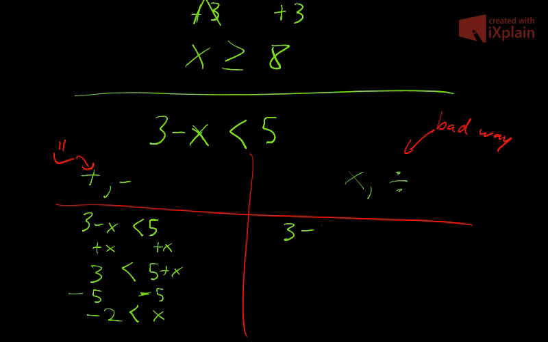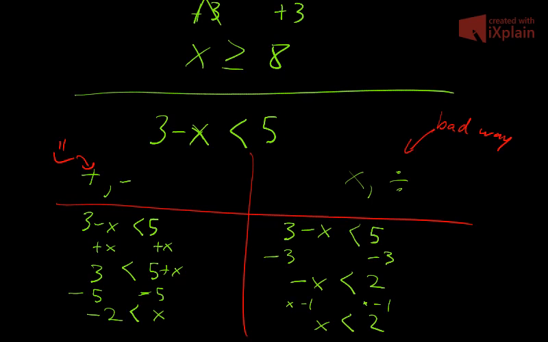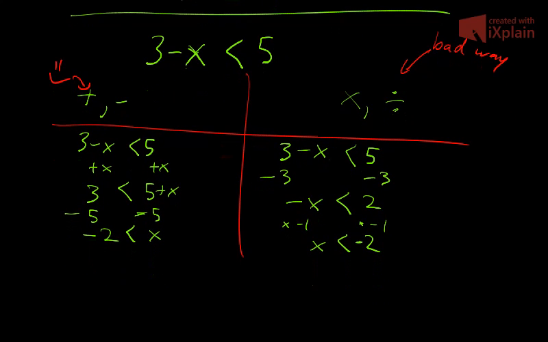I have 3 minus x is less than 5. And I decide to get rid of that 3. So we're going to subtract 3 from both sides. And I end up with negative x is less than 2. I'll multiply both sides by negative 1. I end up with x is less than negative 2. But looking at this over here, I have that x is greater than negative 2. And on this side I have x is less than negative 2.